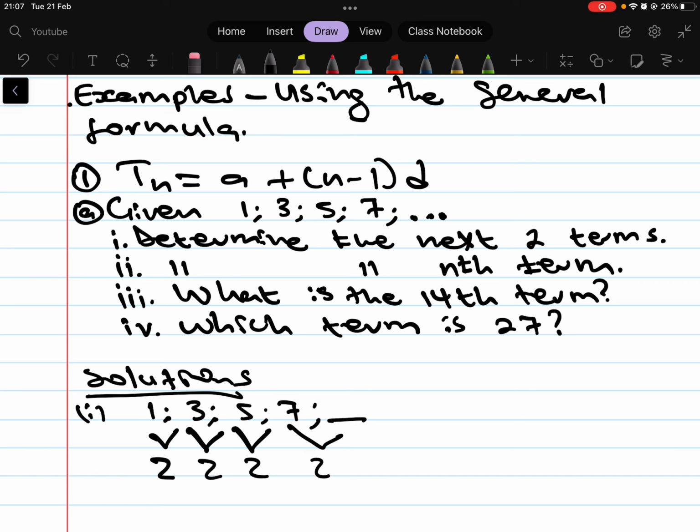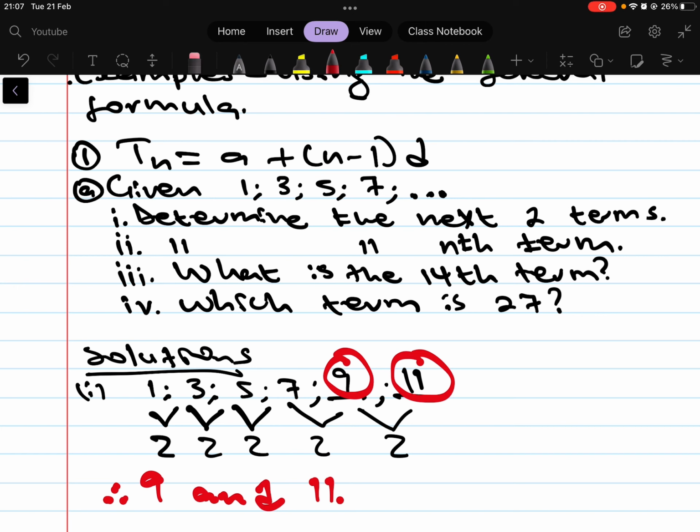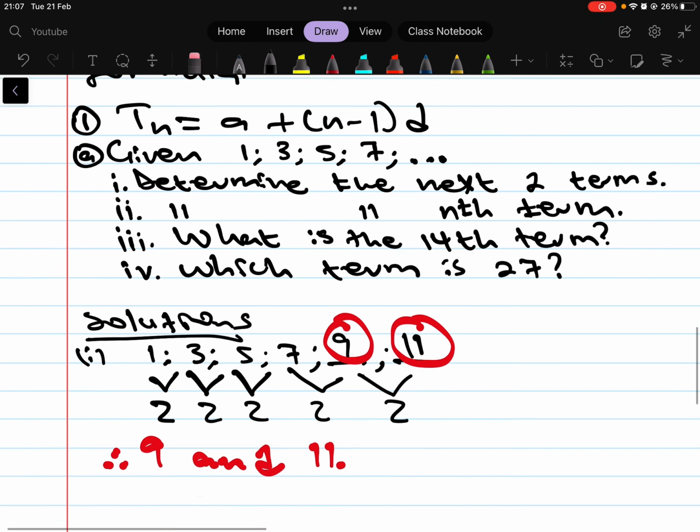So the next two terms that we need to write are these two terms. We're just going to say 7 plus 2, it gives us 9. 9 plus 2, it gives us 11. Basically, when they say determine the next two terms, they just want you to determine this one and that one. Therefore, your solution is 9 and 11. We are done answering the first part of the question.